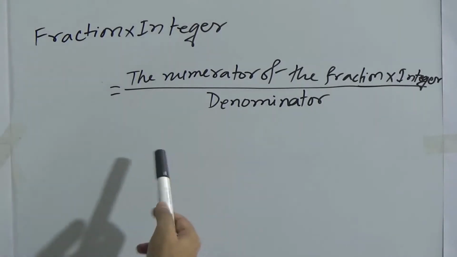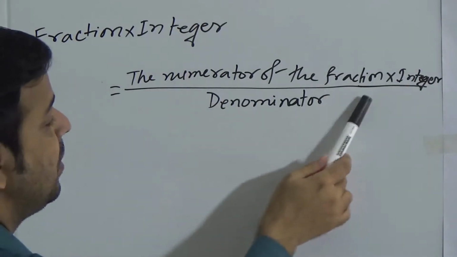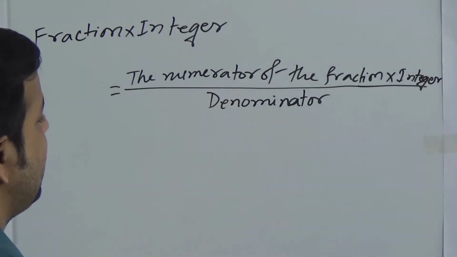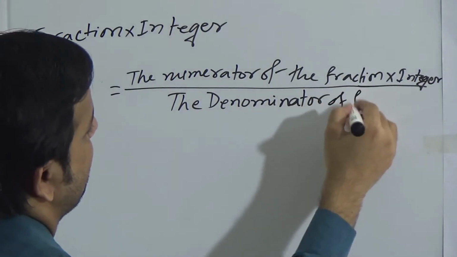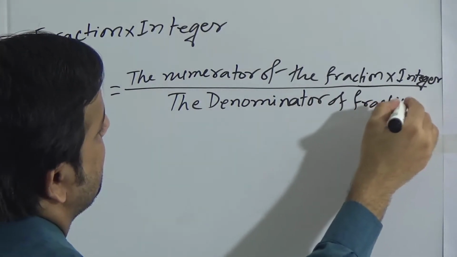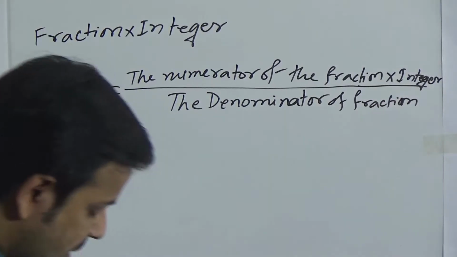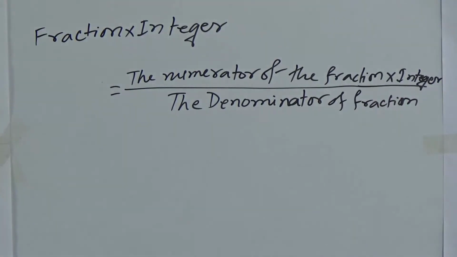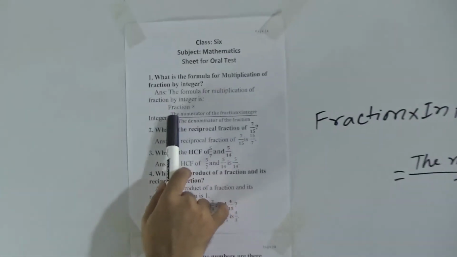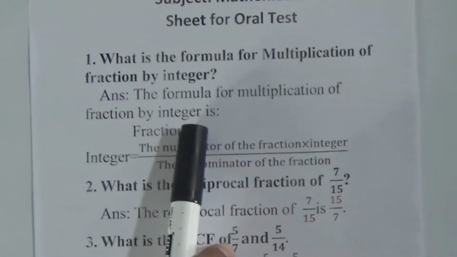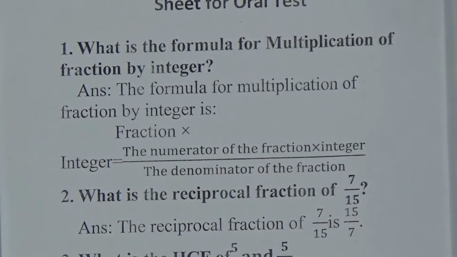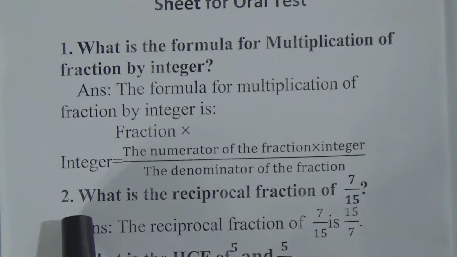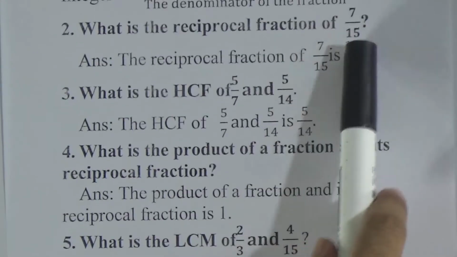It means that in this case we multiply just the numerator by the integer, and we write only the denominator of the fraction. Dear students, this formula is written here because of a printing problem. The fraction is written above, not in the same line, but we just have to write it in one line. Okay. Now question 2. What is the reciprocal fraction of 7 by 15?